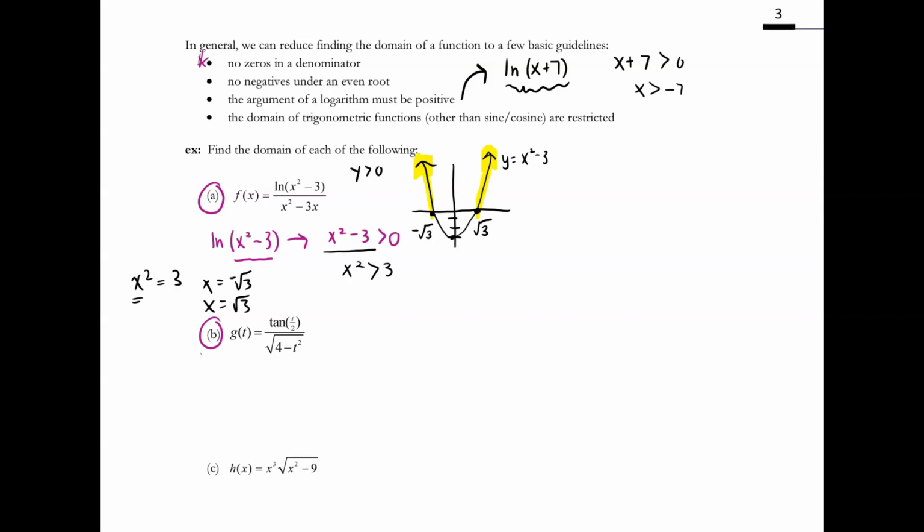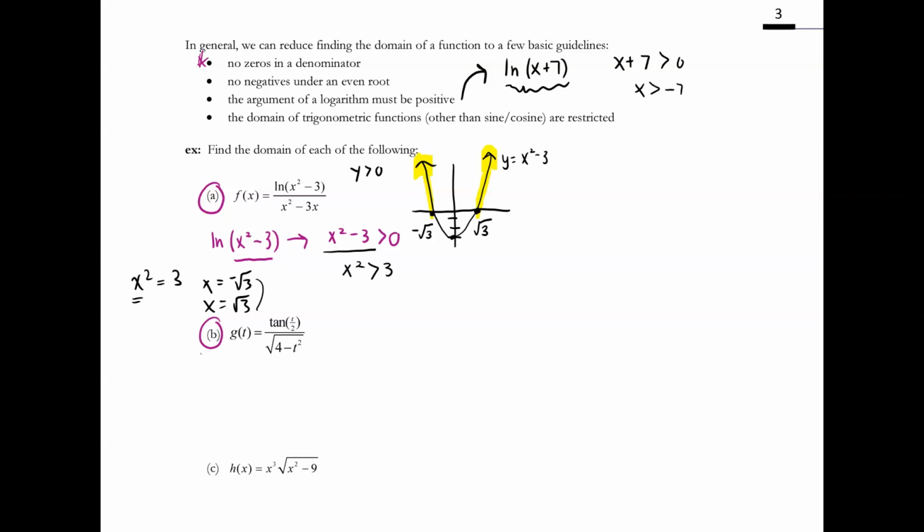The problem is, I think when we just do it algebraically without thinking about the graph, we don't know, are we looking for values of x between these values, or are we looking for values of x between negative infinity and negative root 3 and positive infinity? I think graphing it illuminates that for us.